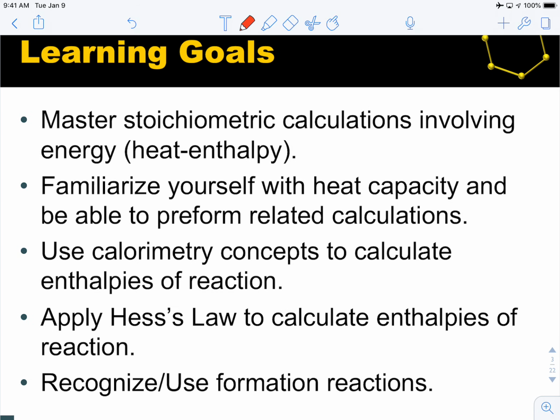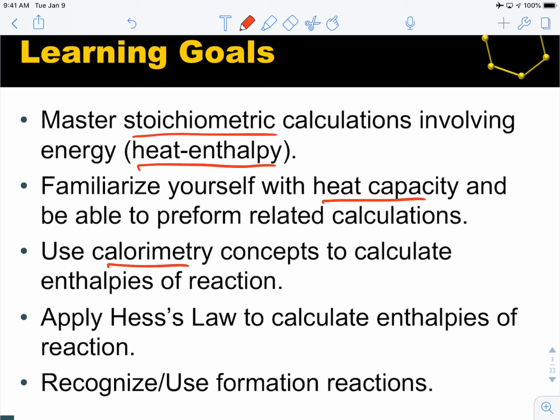So the learning goals for this chapter: you're going to master stoichiometric calculations involving energy, and we're going to focus on heat and enthalpy. And obviously, as I mentioned before, you have to know your stoichiometry. Familiarize yourself with heat capacity and be able to perform related calculations. We'll define this and talk about it. Use calorimetry concepts to calculate enthalpies of reaction.